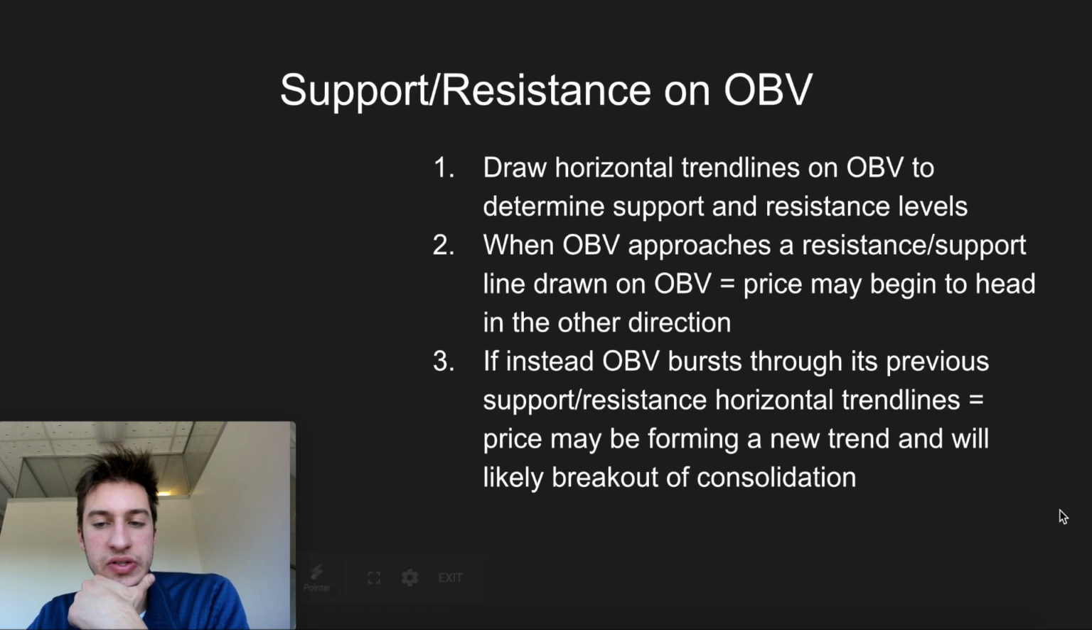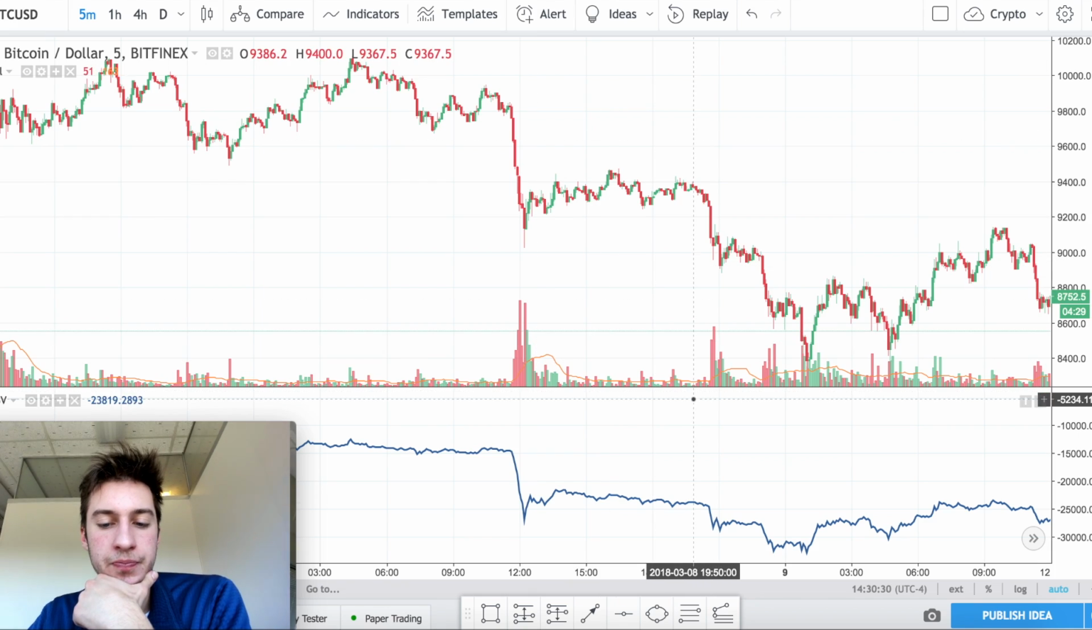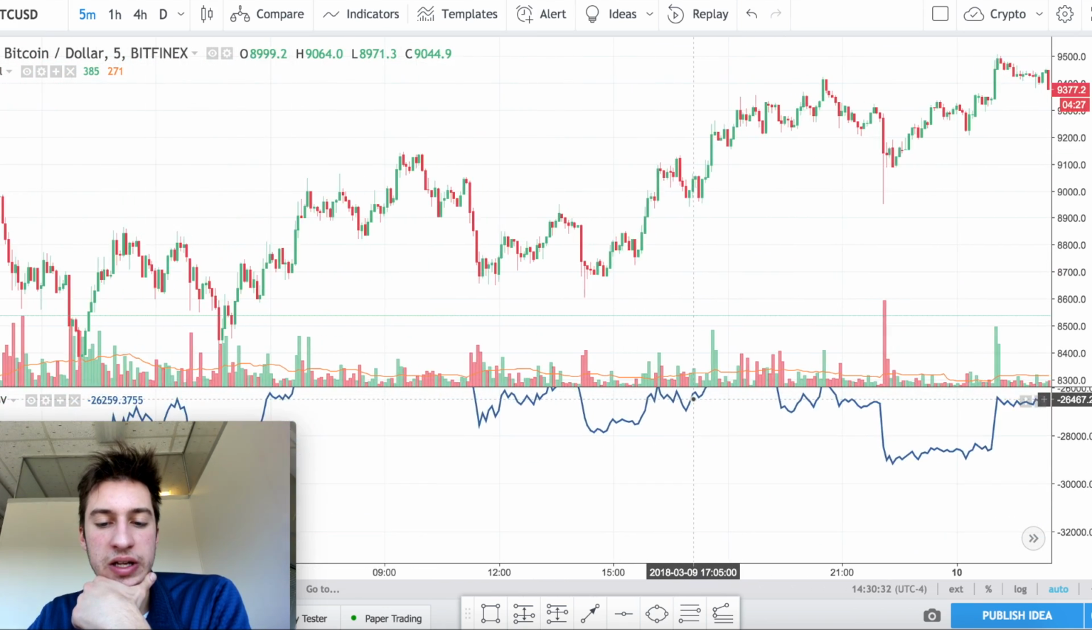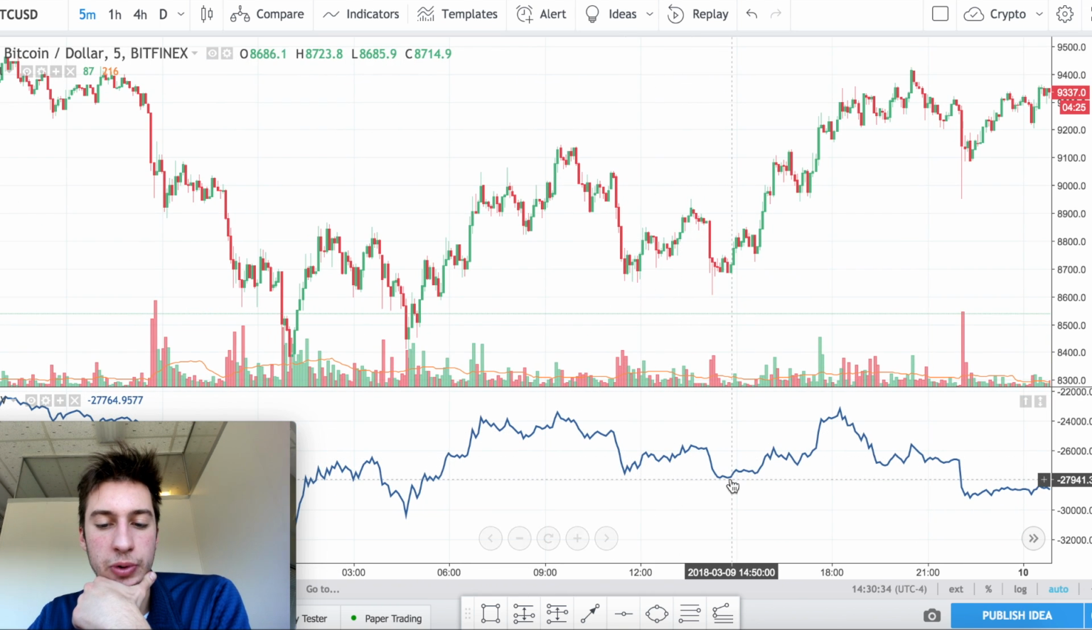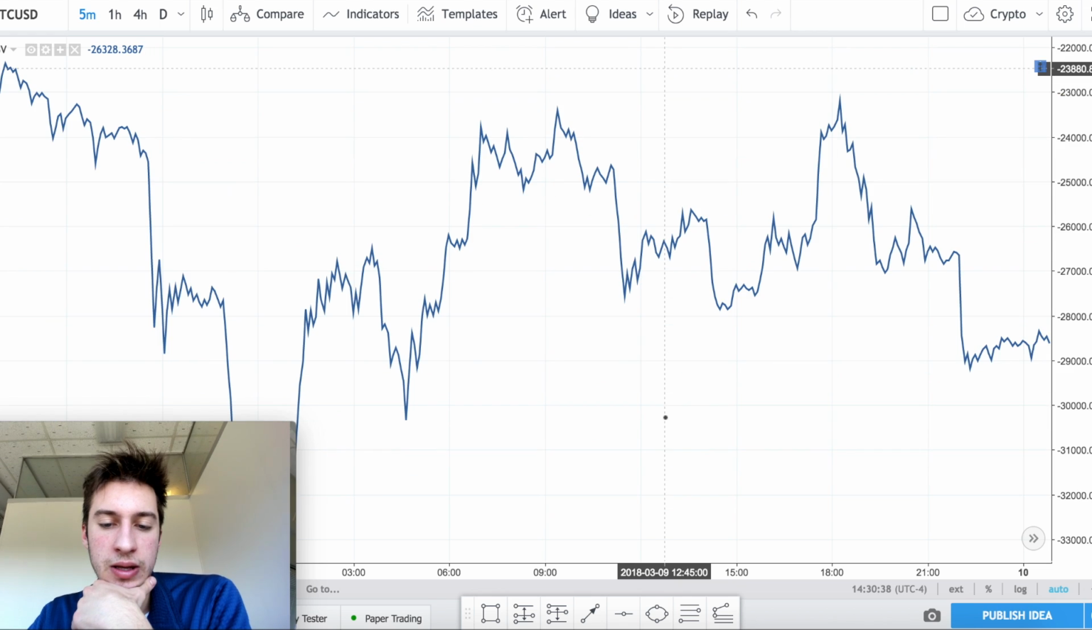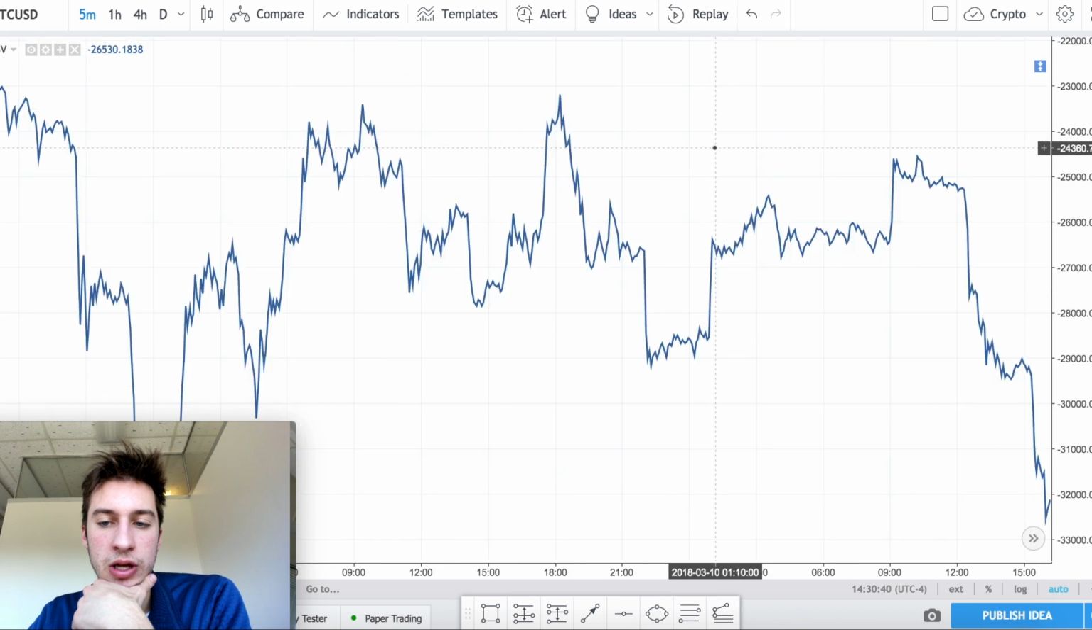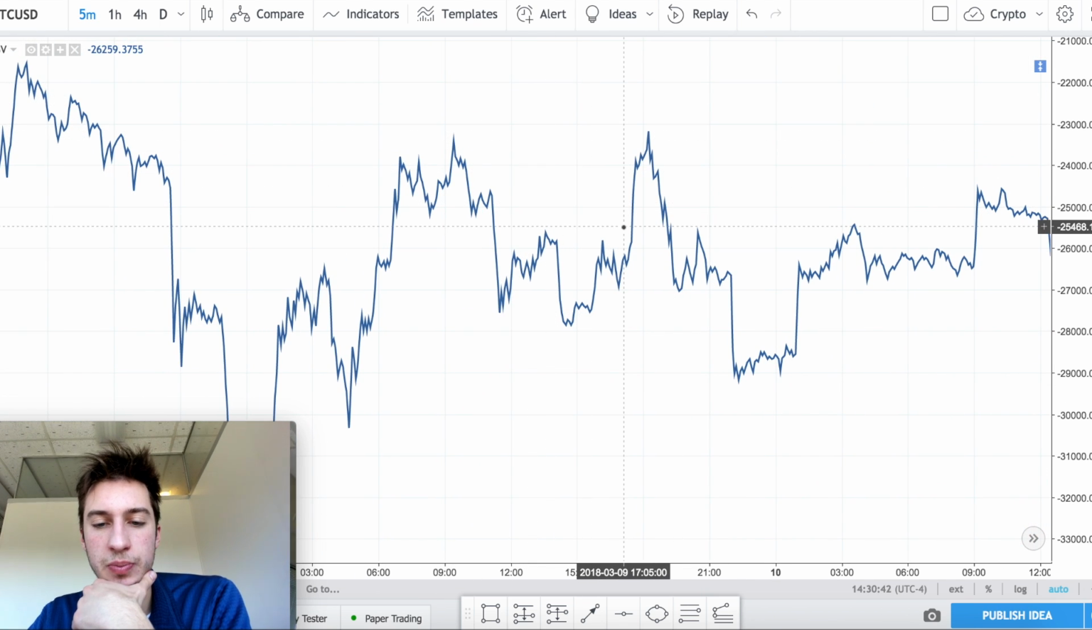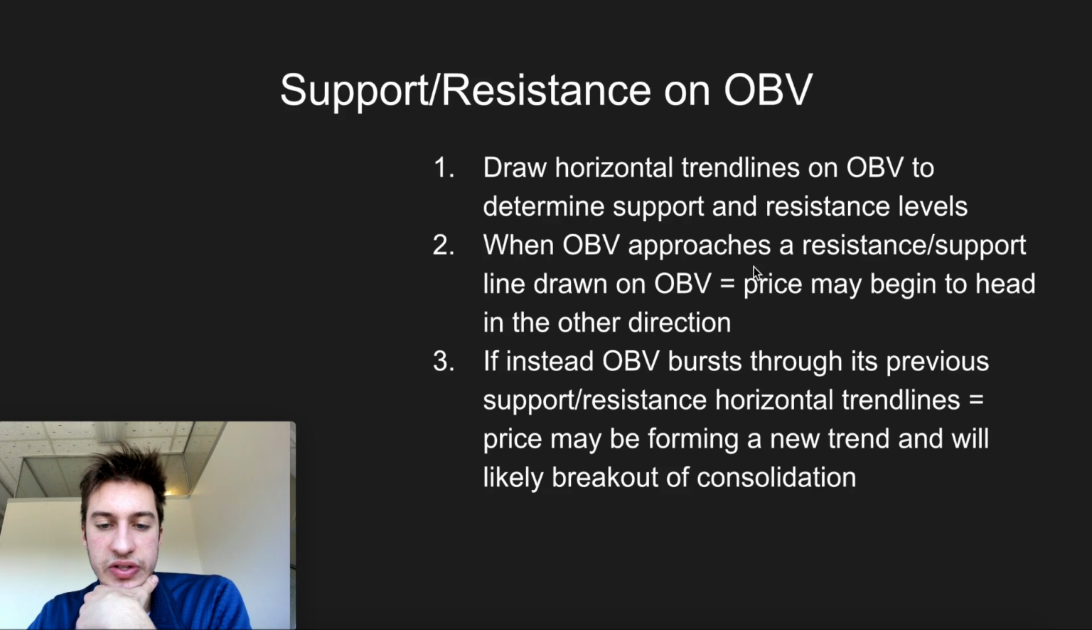So what I mean by this is, if you can see within the OBV chart here, repeated support being touched, support here, resistance here. I'm not looking at price here. I'm just looking at the OBV. And you can actually draw resistance and you can draw support on the OBV. And this is how you do it here, if you want to pause the video.